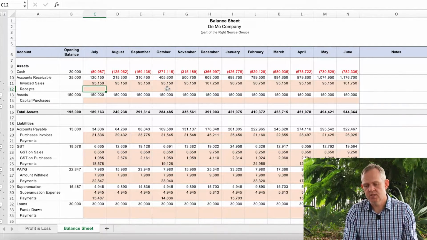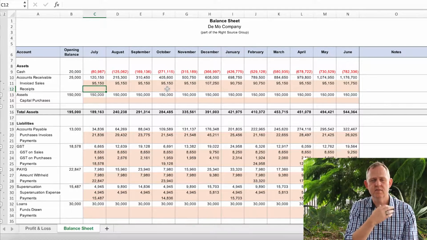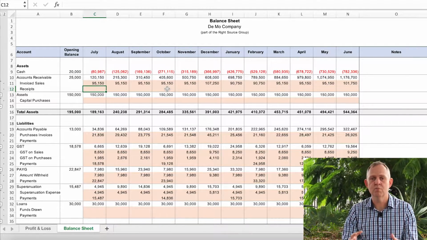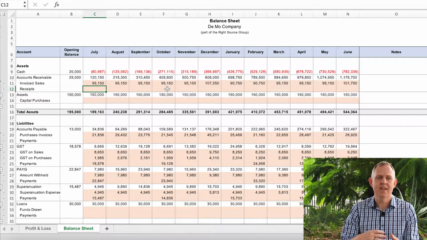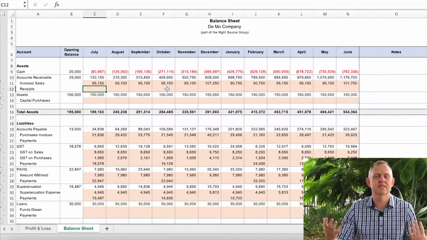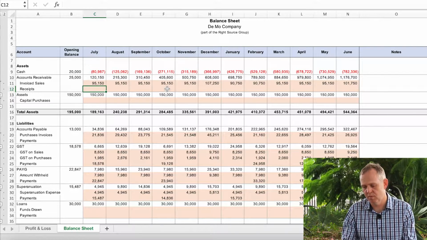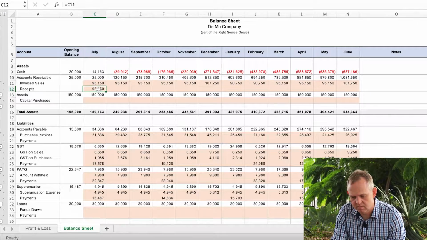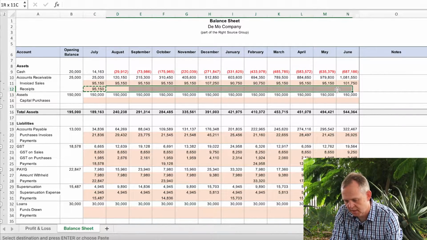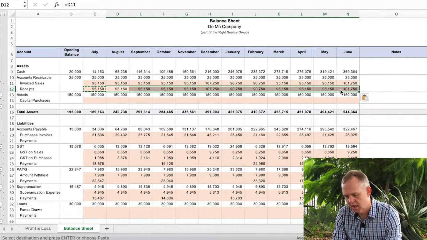The next line is your receipts. So what do you expect to receive? Now, you can make this as complicated or simple as you like. If you want to say, well, basically everything I invoice, I expect to get the same amount in every month, well, we can do that and basically have what you receive be the same as what you invoice, and that's fine. There's nothing wrong with that.